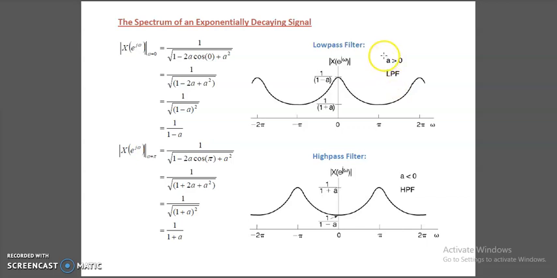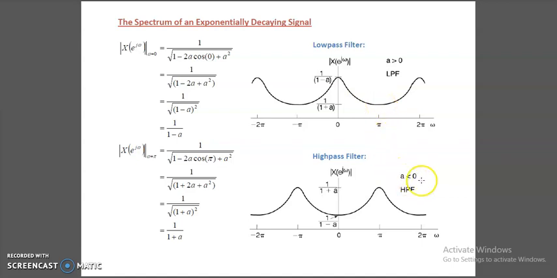We can check that when a is greater than 0, at omega is equal to 0, the equation is 1 by 1 minus a. A greater than 0 means the denominator term will be lesser. So the magnitude will be higher at omega is equal to 0. When a is greater than 0, at omega is equal to pi, the denominator term will be higher. So the magnitude at omega is equal to pi will be lesser. So when we plot the spectrum, you will get a low pass filter like this one. It is a low pass filter. It has the maximum value at omega is equal to 0. It has the minimum value at omega is equal to pi.